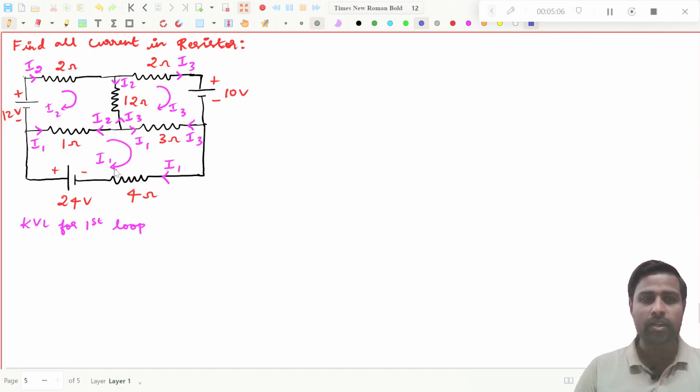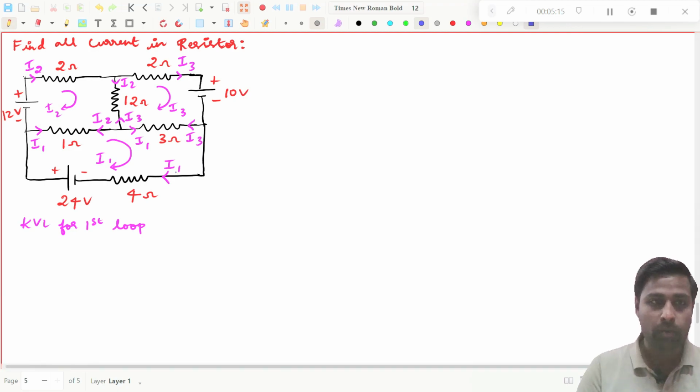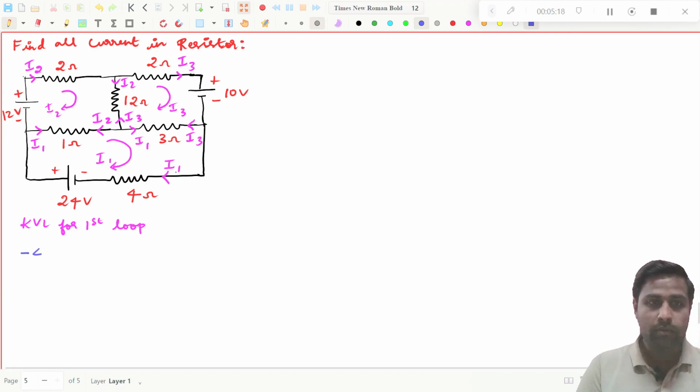Because my I1 is like this. First you start from this point and go in this way. You see you are going in this way, and this current is also in the same direction. Then what you have to do? You have to put minus 4I1, that is voltage.